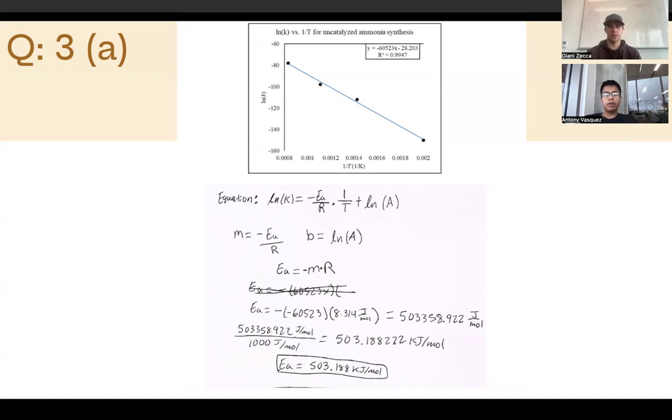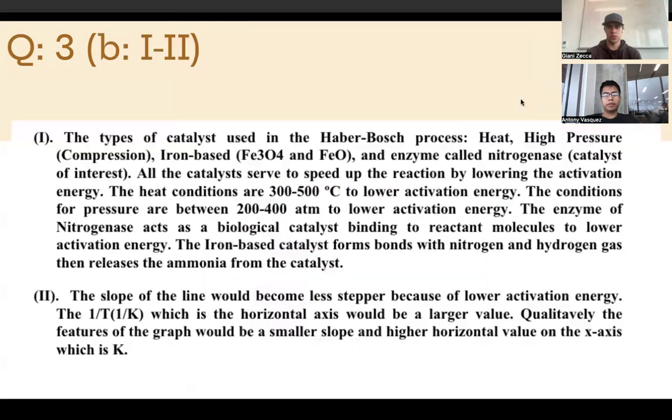So for EA, we use negative 60523, which is our negative slope, times our R constant, which is 8.314 joules per mole. And with that, we would get our final value in joules per mole. We convert that to kilojoules per mole, which is 503.188 kilojoules per mole, which is our activation energy with the uncatalyzed constant.